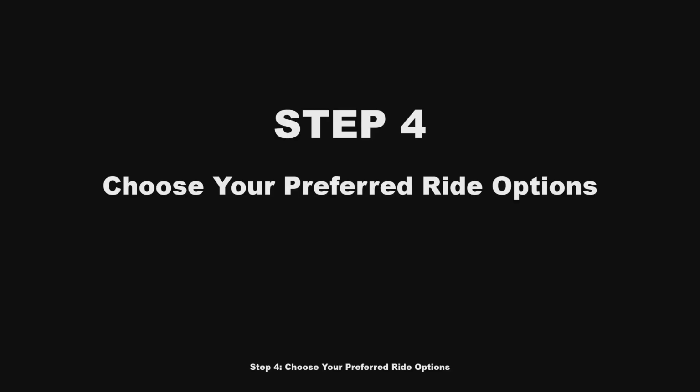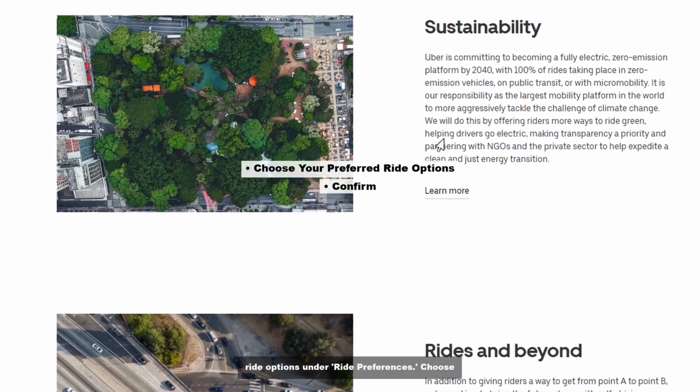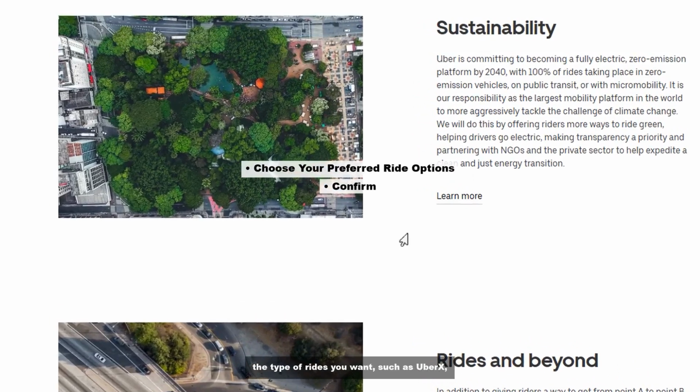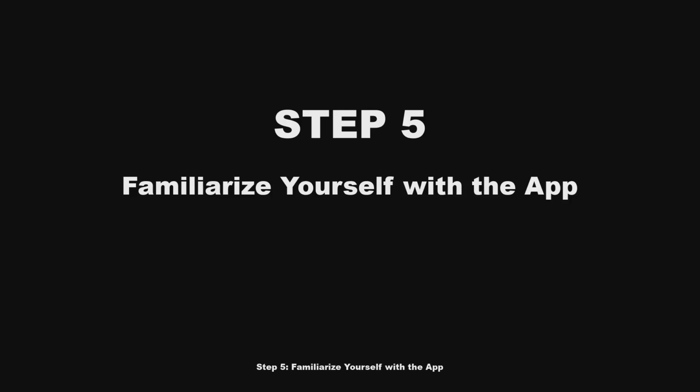Step 4. Choose your preferred ride options. In the app, you can select your preferred ride options under Ride Preferences. Choose the type of rides you want, such as Uber X, Uber XL, or Uber Comfort, based on your needs and budget. Step 5. Familiarize yourself with the app.